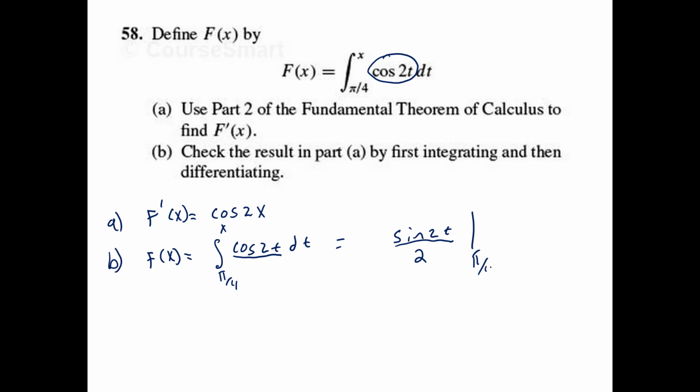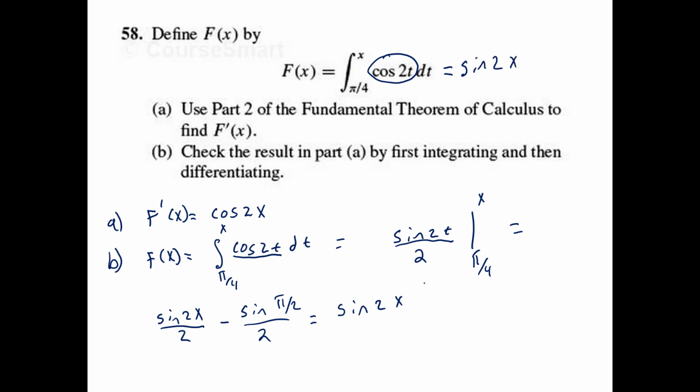And we're evaluating this from pi over 4 to x. This then becomes the sine of 2x over 2 minus the sine of pi over 2. Pi over 4 times 2 is pi over 2, divided by 2. But the sine of pi over 2 is 0. So when we divide it by 2, we also get 0. And so then this is just the sine of 2x over 2. But now that's f of x. So this is now in closed form, a nice easy formula, the sine of 2x over 2.